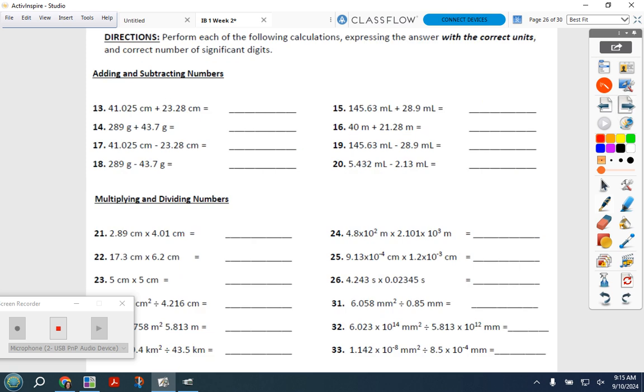Okay, so you have a bunch of practice problems, adding and subtracting, and I would just go ahead and write in your picture, or on your sheet, line up decimals, or smallest decimals. That's what your answer is going to be.